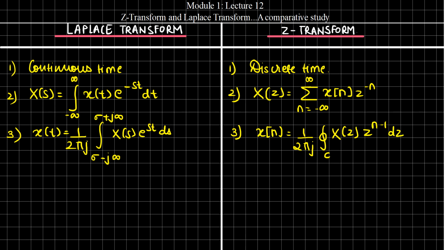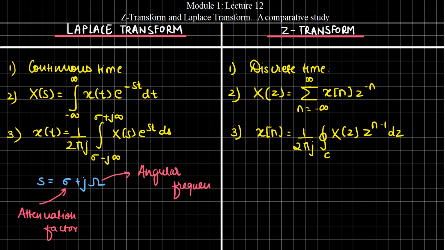Now this factor s is given as sigma plus j omega, where this sigma is the attenuation factor and this omega is the angular frequency. And the range of this angular frequency omega is all the way from minus infinity to infinity.